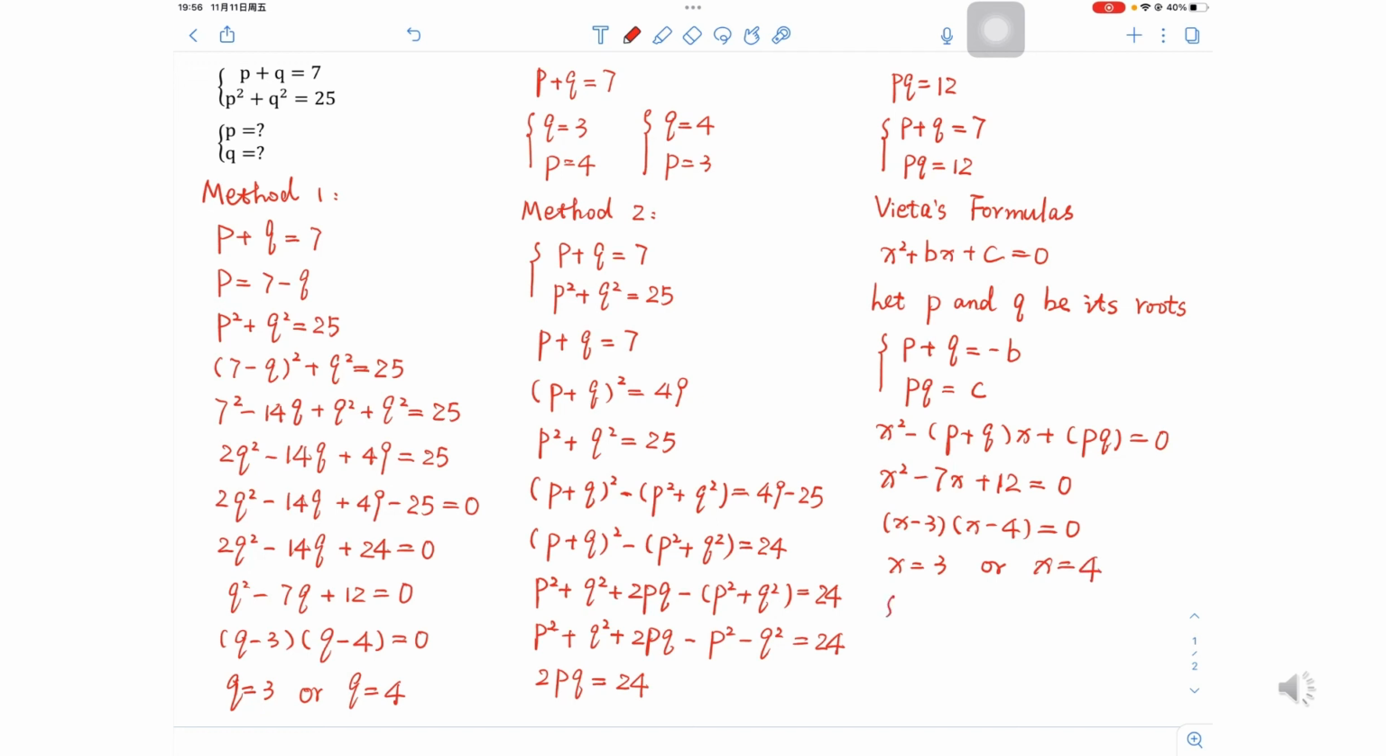Since p and q are the solutions of the quadratic equation just written, we find p equals 3, q equals 4, or p equals 4, q equals 3. These are the two methods we find to solve this problem. What other methods can you think of?